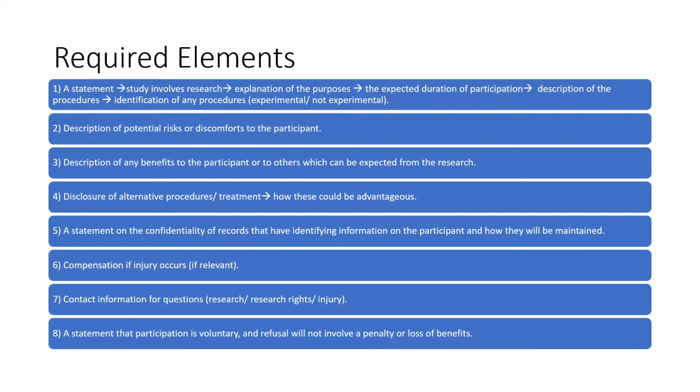Disclosure of alternative procedures or treatments. This is for studies where you're analyzing the standard of care result versus the experimental, right? So you have to give them alternatives so that they understand that they don't have to do this as part of trying to pursue treatment for something, right?